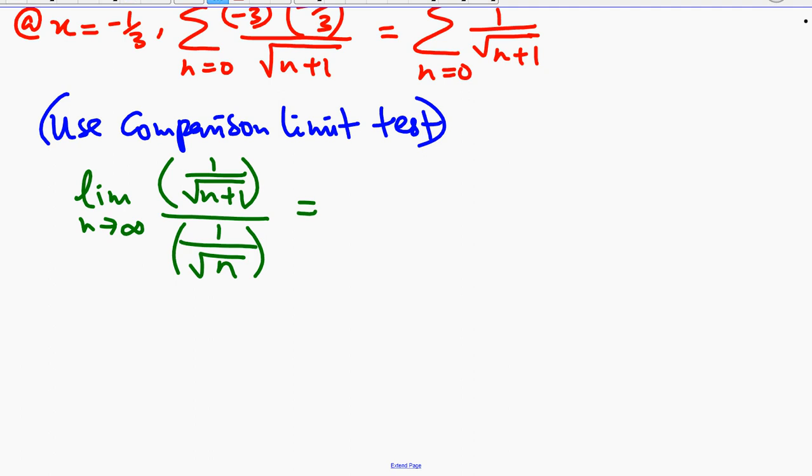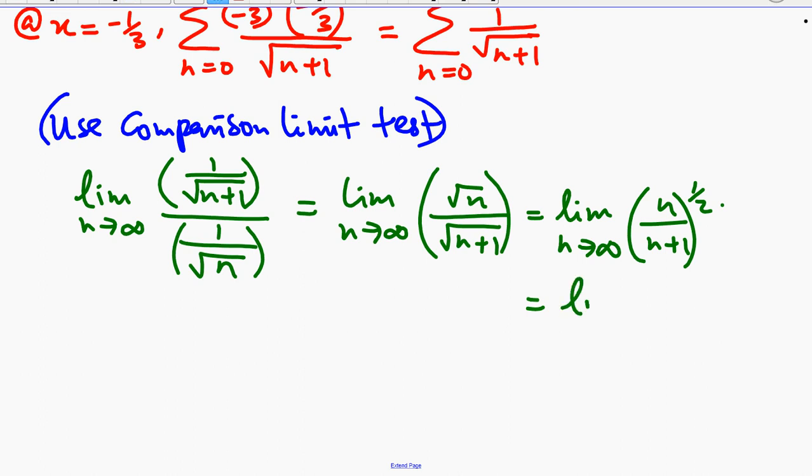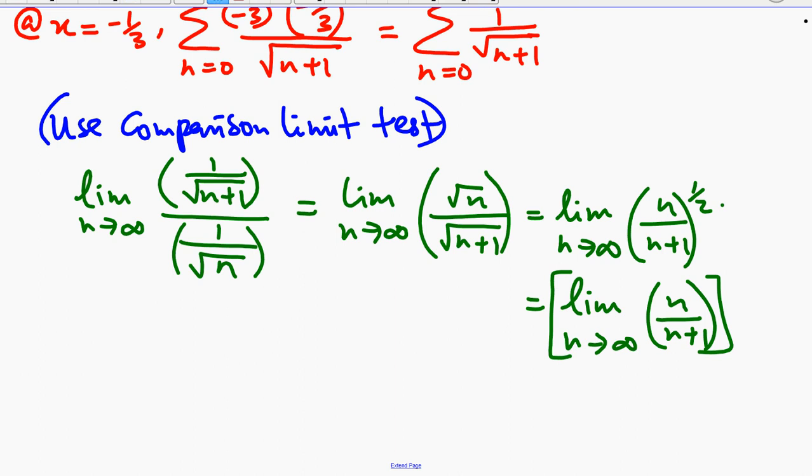and we can simplify it as limit as n approaches infinity of square root of n over square root of n plus 1, which will be limit as n approaches infinity of n over n plus 1 to power a half, which is limit as n approaches infinity of n over n plus 1 to power a half, which is equal to 1 by LHS.